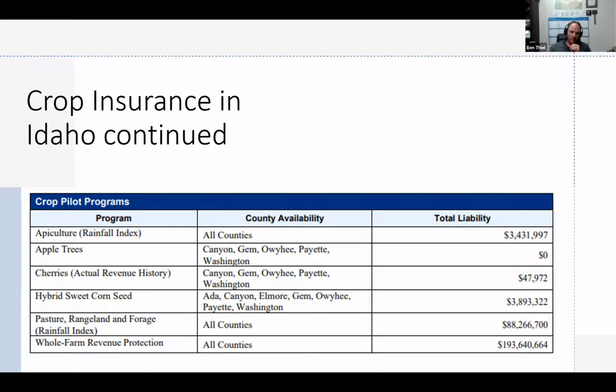But you'll note on whole farm for Idaho, we're insuring a pretty sizable liability amount. So whole farm does get utilized fairly well in Idaho. The number one state in the country is Washington. Many tree fruit producers take whole farm. A lot of that is because they don't have the ability to insure for revenue under the apple policy. So whole farm provides that, and they'll tend to take both policies and bundle them together.